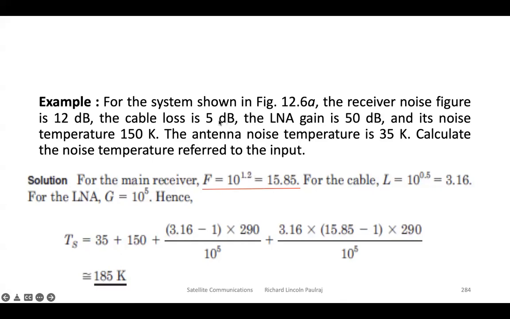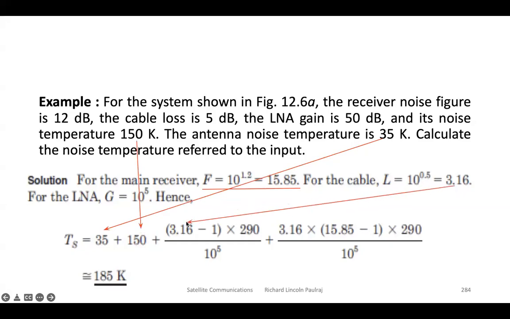Similarly, this is again divided by 10, so 5 becomes 0.5, and 10 raised to 0.5 yields this value. Then the gain, 50 divided by 10, gives you 5. So try to understand the pattern here: we are converting them into the same form. The direct value given here is 35, so we just take it down directly. Then I have 150, which is also there, and I'm going to make use of these values.